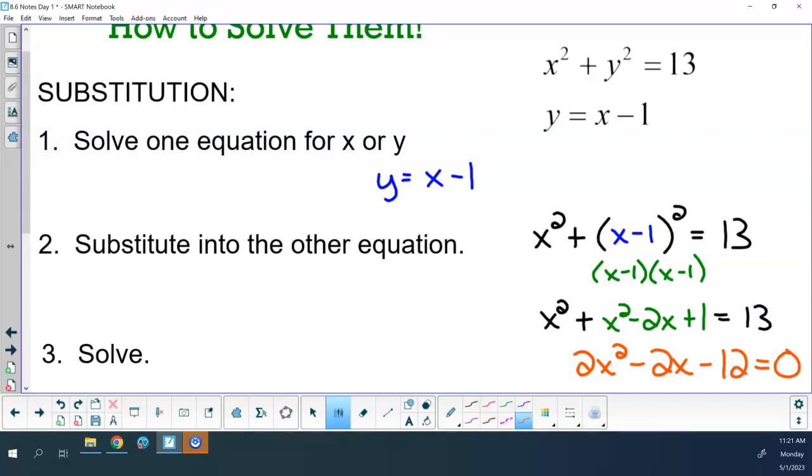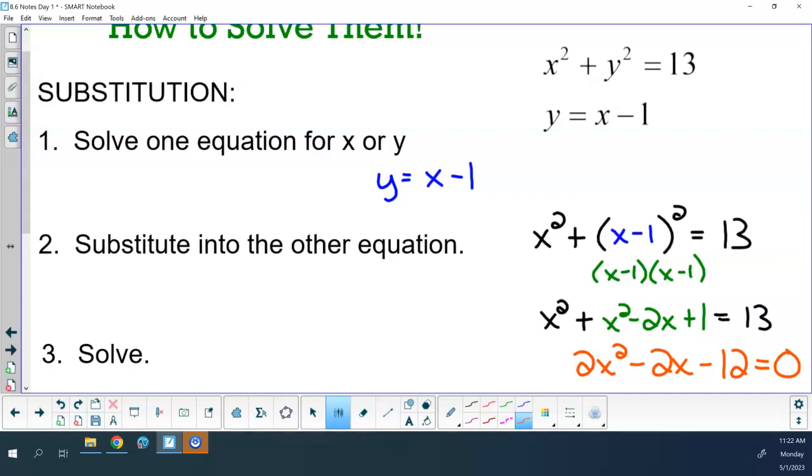What did I do there? What else? Why? To get it equal to 0. Because it's a quadratic, we've got to get it equal to 0.